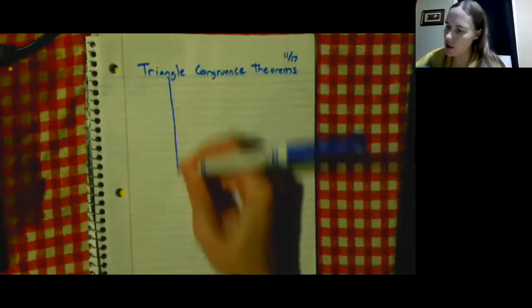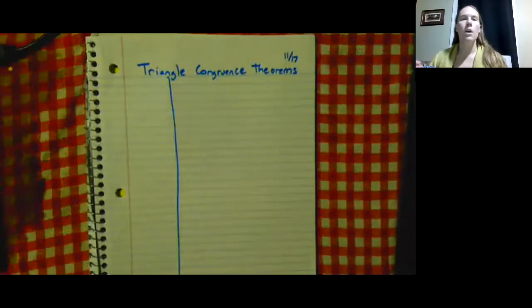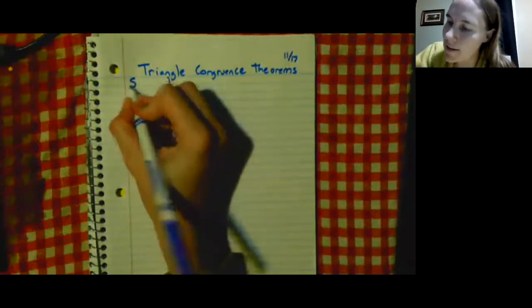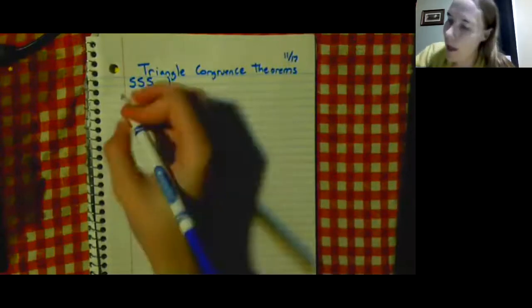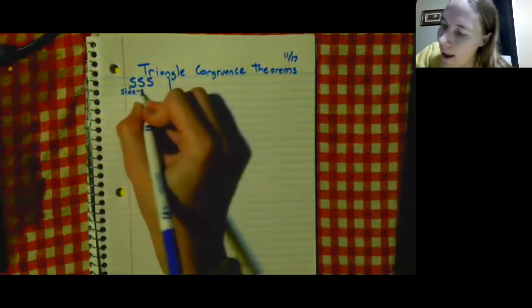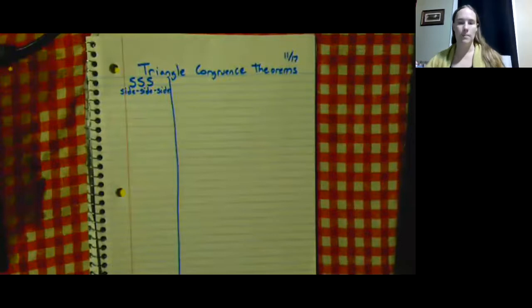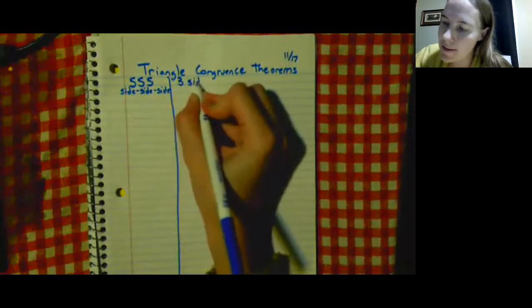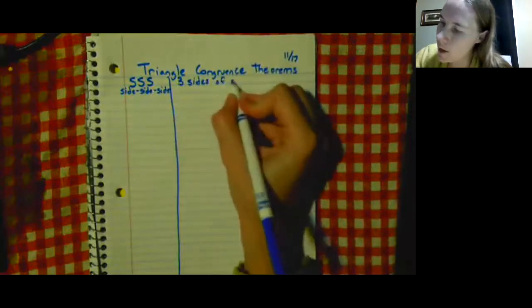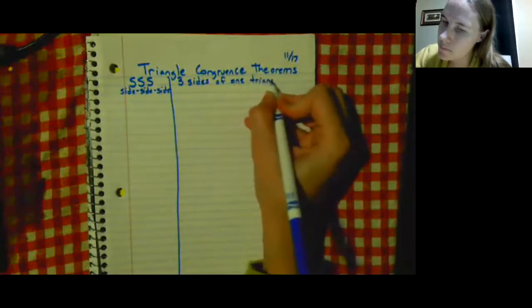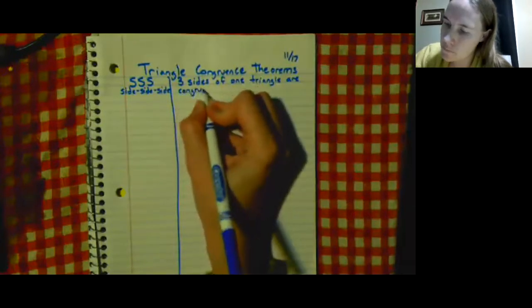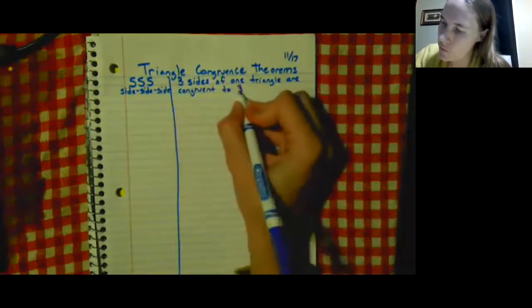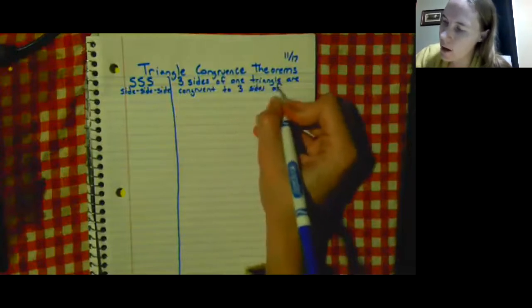So I'm going to go like this just because this is how I make my notes, if you remember. So the first one we're going to talk about is SSS. And that means side, side, side. So for side, side, side to be a triangle congruence theorem, three sides of one triangle are congruent to three sides of another.